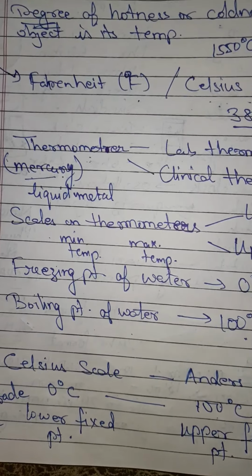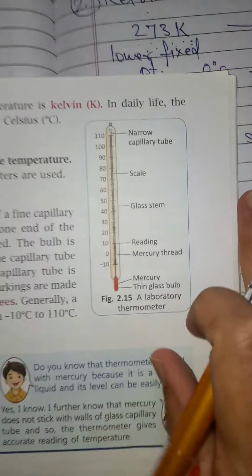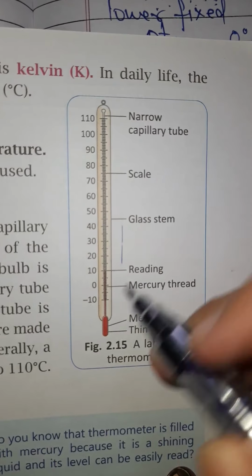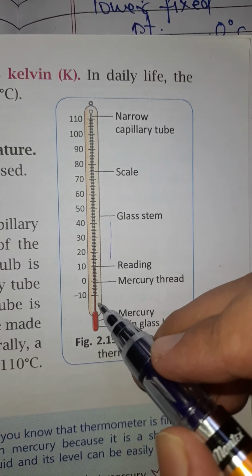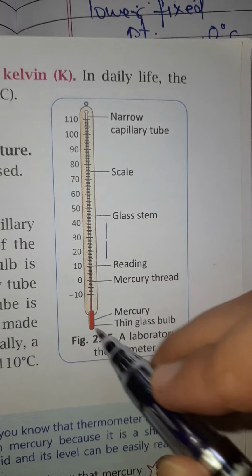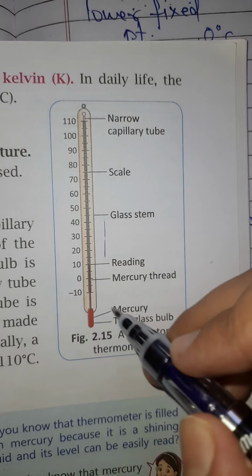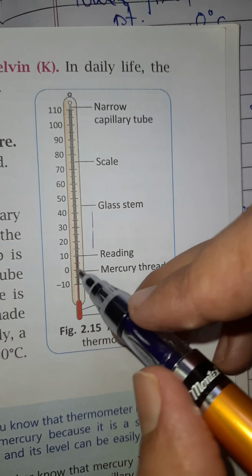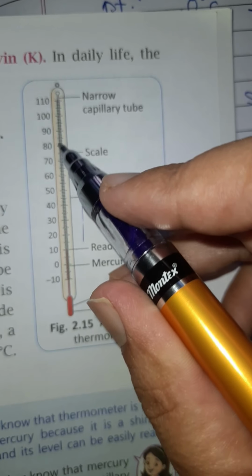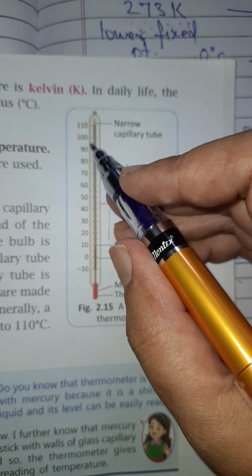Basically what we do here is, the thermometer is filled up with mercury thread or mercury. When the thermometer is immersed in an object to measure the temperature, the mercury will move up to indicate the reading. These are the temperature readings.